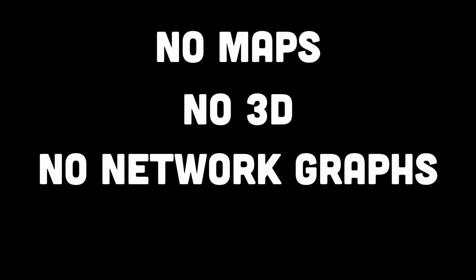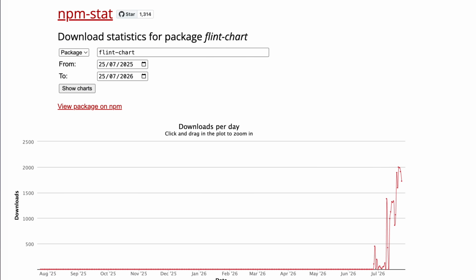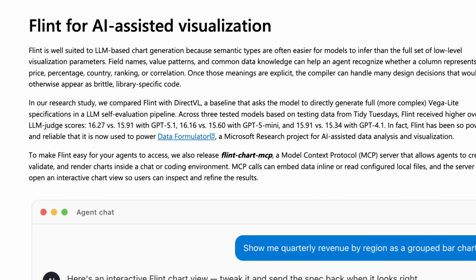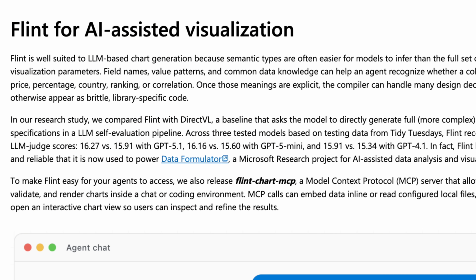Also, there are no maps in here. There's no 3D, no network graphs, no layering. Accessibility is literally an empty GitHub issue. For Python devs, there is no package yet, so don't go looking for it. The adoption says something: over 5,000 npm downloads a week for a 2-month-old research drop, and it already powers Data Formulator, Microsoft's own analytics tool, which means Flint has a customer inside the building keeping it alive.